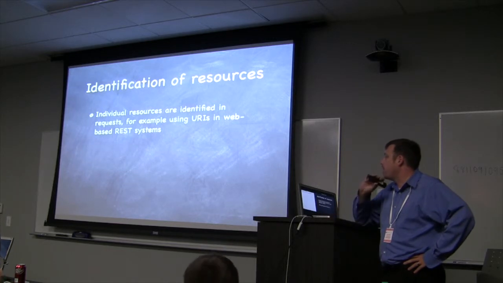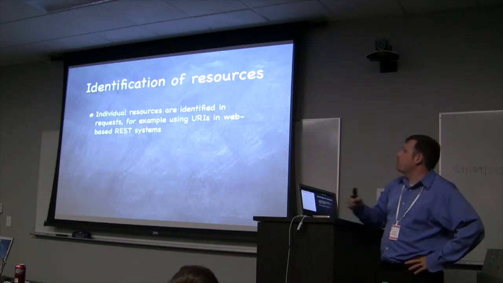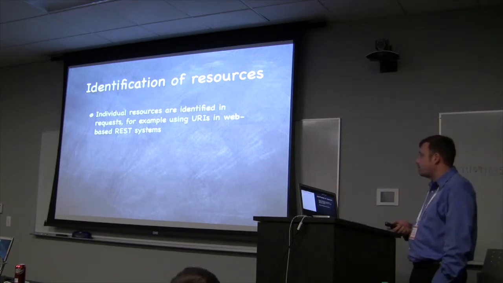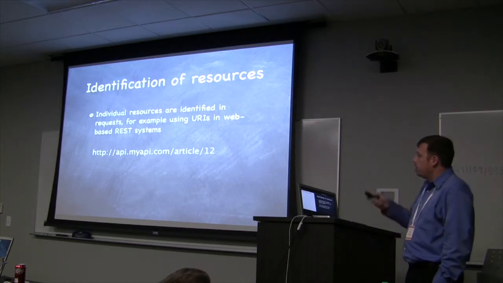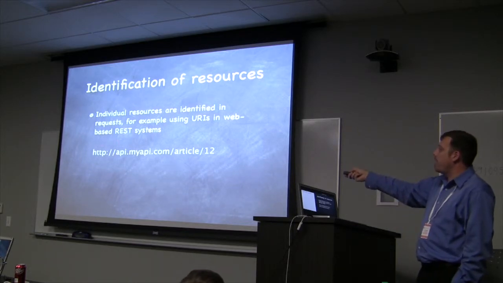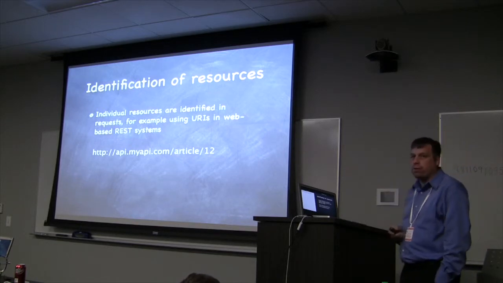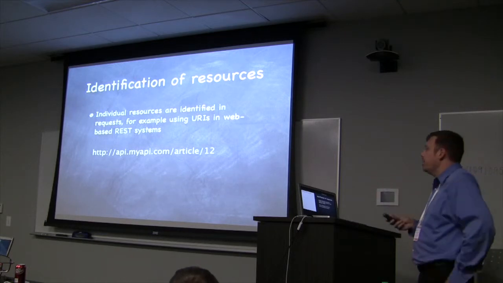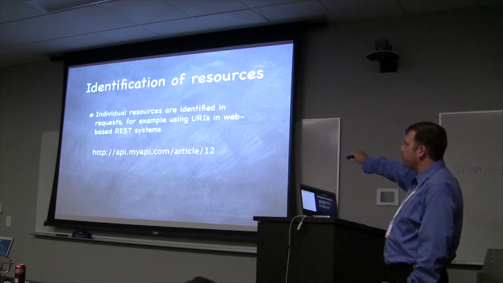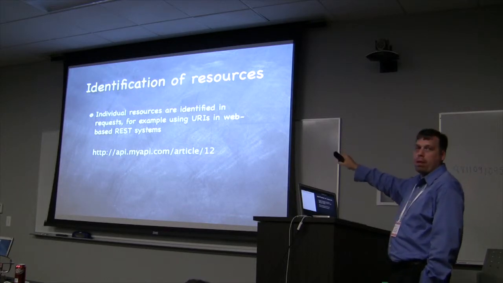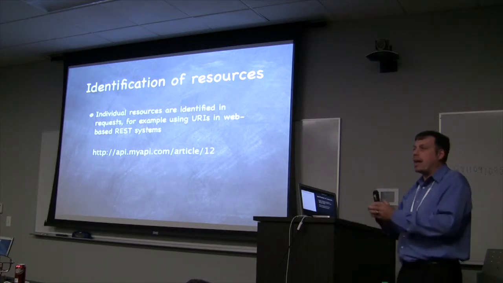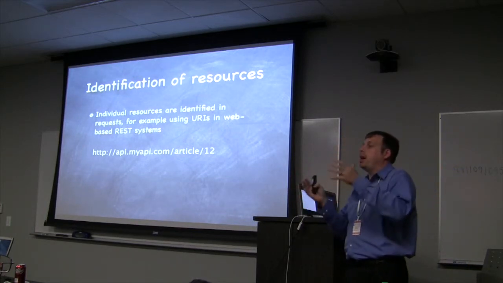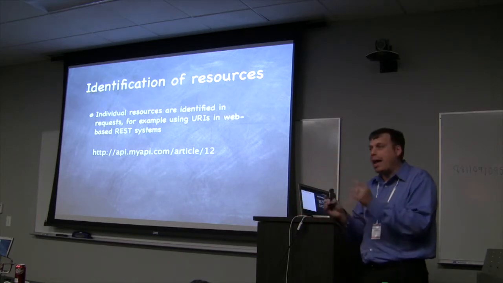All right, the first one, identification of resources. Individual resources are identified in requests, for example, using URIs in web-based REST systems. Here's my API, api.myapi.com/article/12. By looking at this and knowing that it's a REST URI, I immediately know that I am dealing with an article resource whose identifier is 12. That is a resource, that is a concept. I can now edit that resource, I can delete that resource, I can view it, I can copy it, I can move it. Anything that the API will expose to me as functionality, I can do.